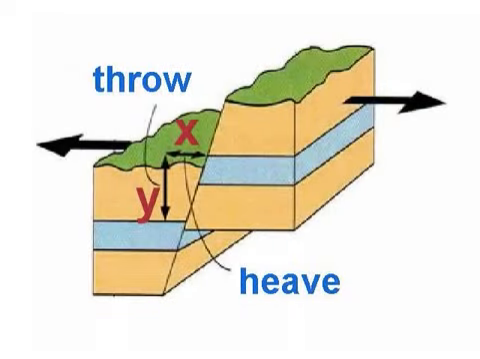The movement of the fault can be measured in the x direction, right or left. This is called the heave. When the movement is measured in the y direction, up and down, we call that movement the throw. To measure the left or right movement, we measure the heave. To measure the up or down movement, we measure the throw.